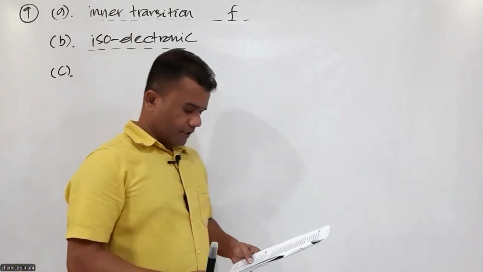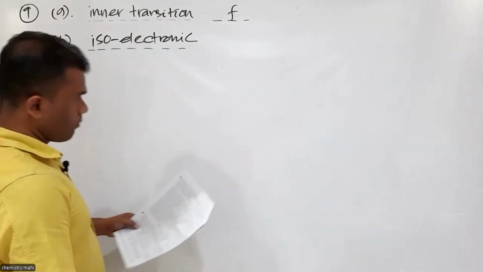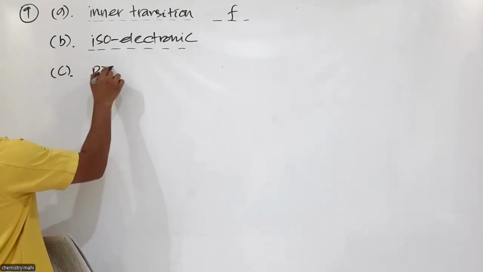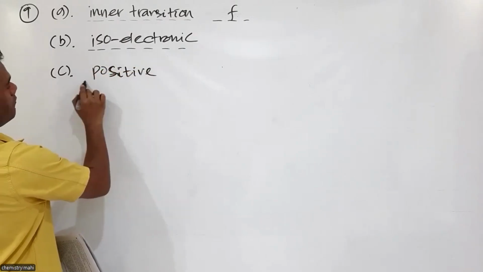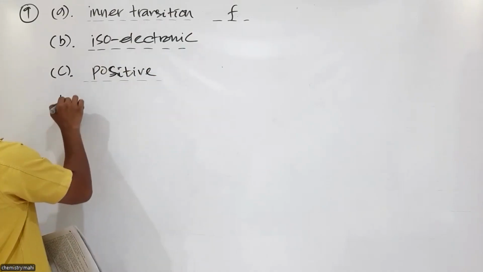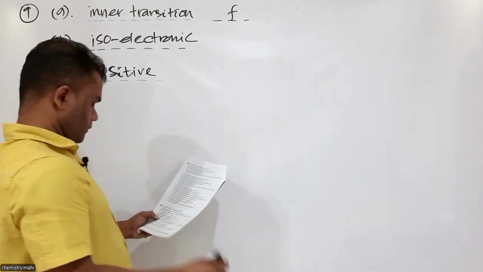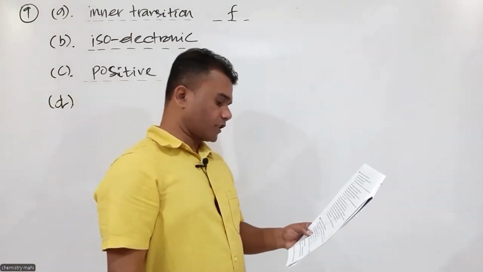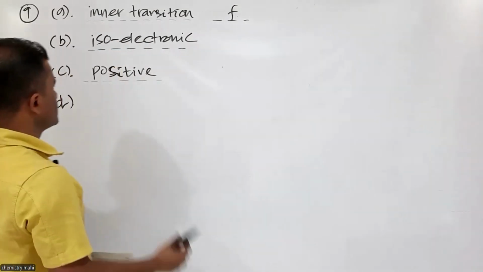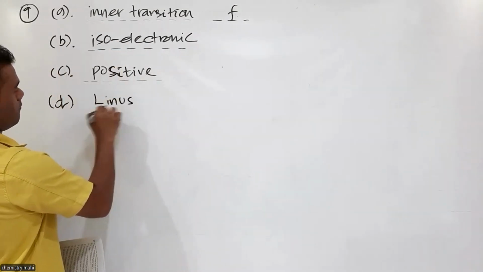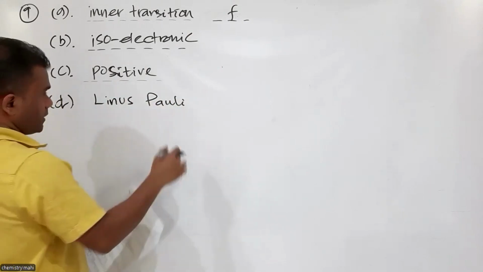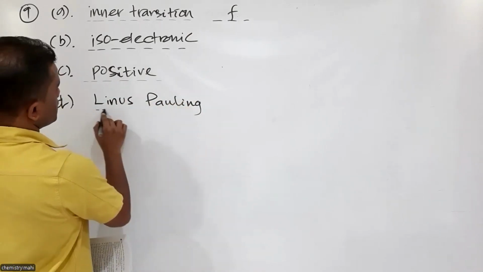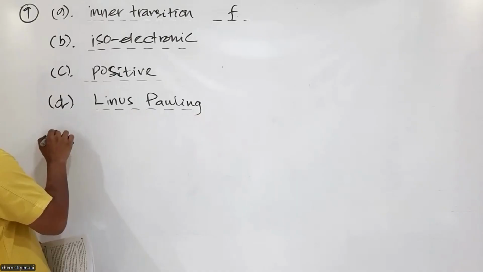The electron gain energy of noble gases, noble gases being group 18, is positive. D, the most widely used electronegativity scale is very famous, Linus Pauling. I hope the spelling is correct. A, B, C, D, E.